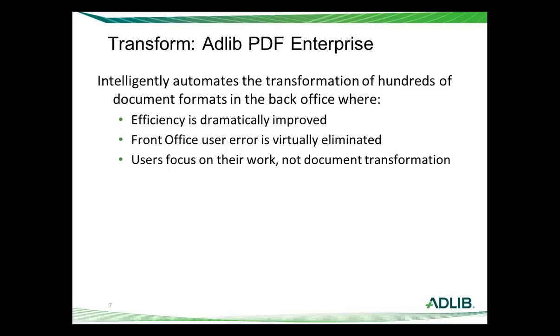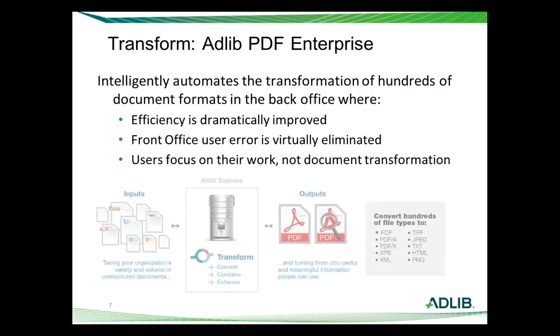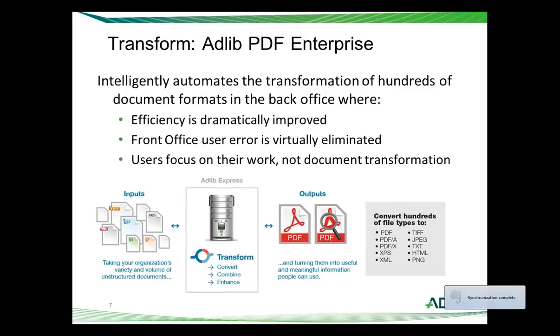So we'll talk about the different aspects of the PDF Enterprise product. PDF Enterprise is a tool that sits as an engine with a management layer that allows our customers to attach it again to SharePoint or any other application that is running their documents. And one of the main properties of having a solution like this is transforming their content into PDF. And we do that for a purpose. We do that because efficiencies are dramatically improved when we automate that process. Front office error is virtually eliminated in the process of automating document conversions. And users are allowed to focus on their work and not on PDF conversion.